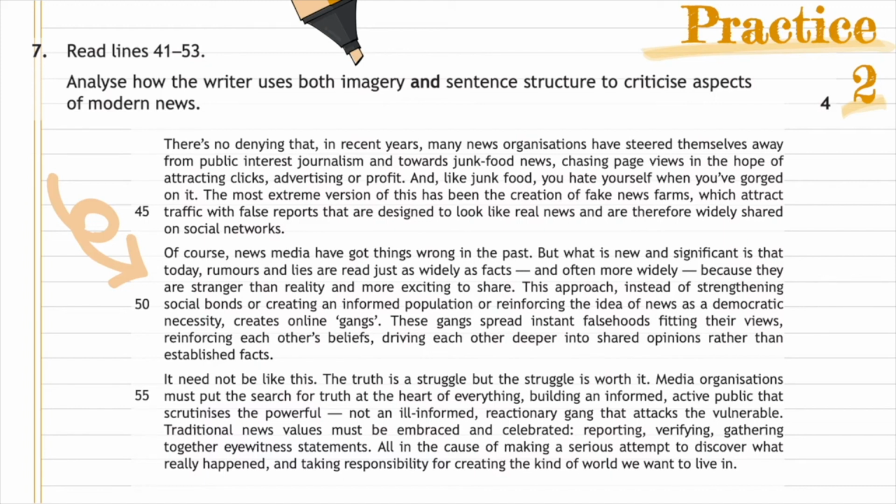What we're going to do is on the next slide, we're going to have isolated the lines we need to look for, which is 41 to 53. We're going to split up firstly. Then what we're going to do is we're going to analyse the imagery present.